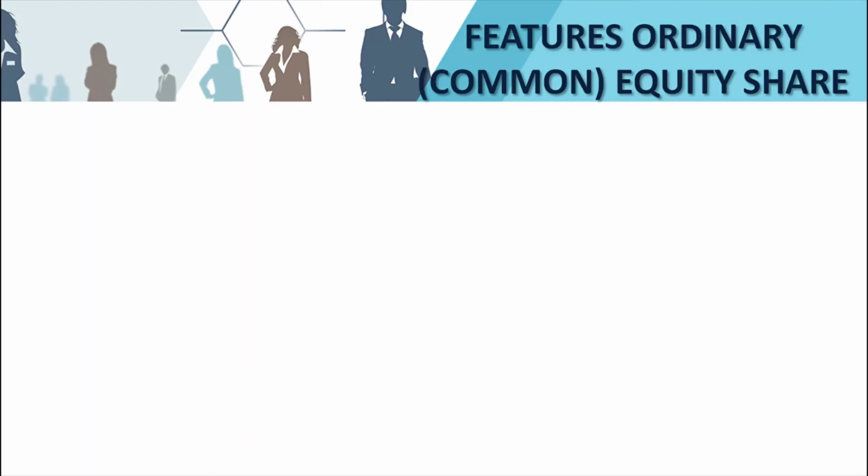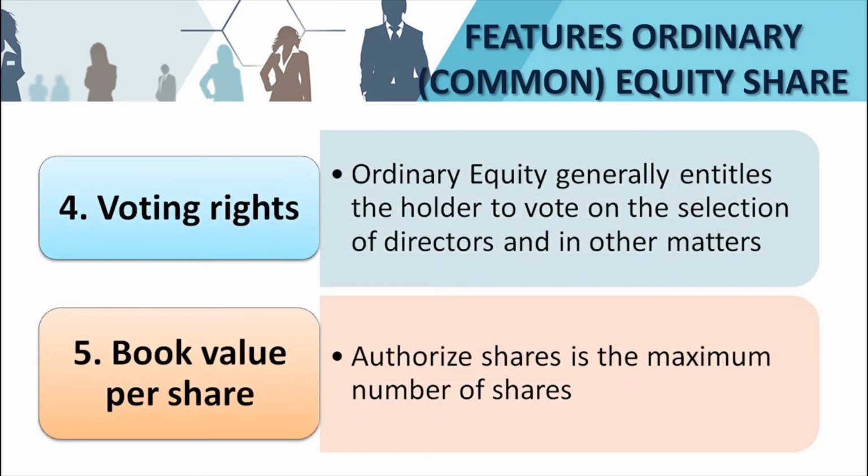Number 4. The fourth feature is voting rights. Ordinary equity generally entitles the holder to vote on the selection of directors and in other matters. Shareholders unable to attend the annual meetings may vote by proxy. A proxy is a temporary transfer of the right to vote to another party. So, proxy voting is done under the rules and regulations of the Securities and Exchange Commission.